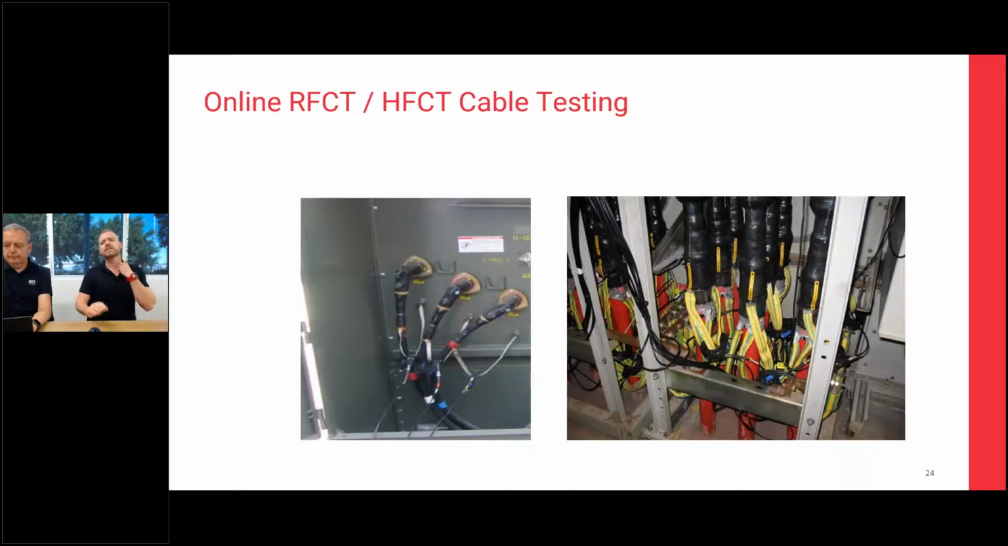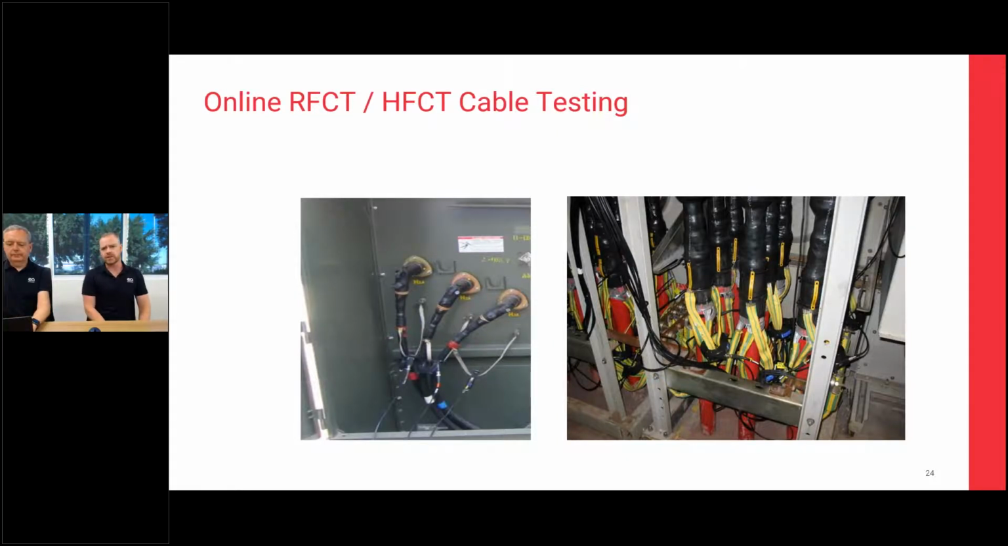Okay, so in this slide we've got two examples of what it looks like in the real world when you're hooking on the RFCTs. On the left hand side we've got red, white, blue cable terminating onto a piece of switchgear, and the three RFCTs are hooked easily onto the earth screen. So that's a perfect setup for capturing cable PD signals.